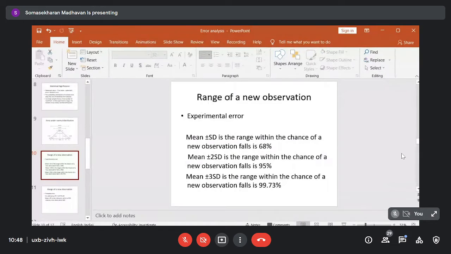Then the range of a new observation, the experimental error. If you compute the experimental error, the mean plus or minus standard deviation is the range within which the chance of a new observation falling is 68%. Okay.